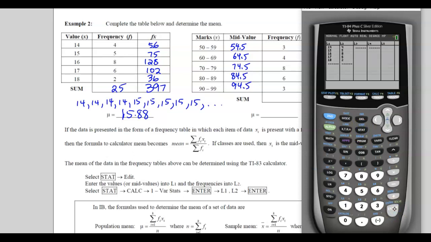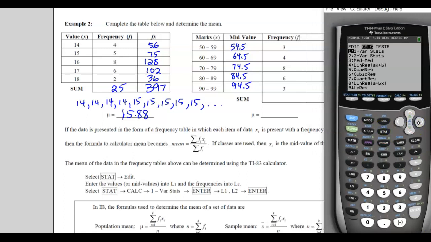So stat, edit. Okay, I'm going to clear off my lists. Enter, notice how you can't enter an interval, so we have to enter that mid-value. Okay, then your frequencies. Then stats, calc, one variable stats. We already have L1 and L2. Calculate that. And so we get 73.33. Oh, sorry, 75.